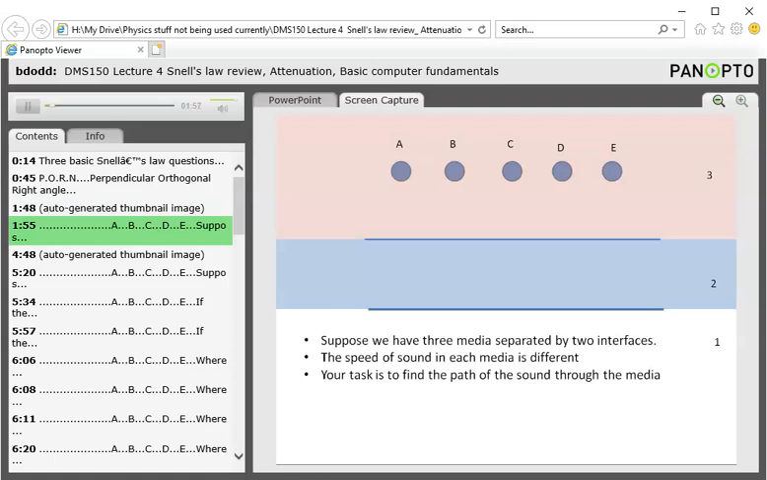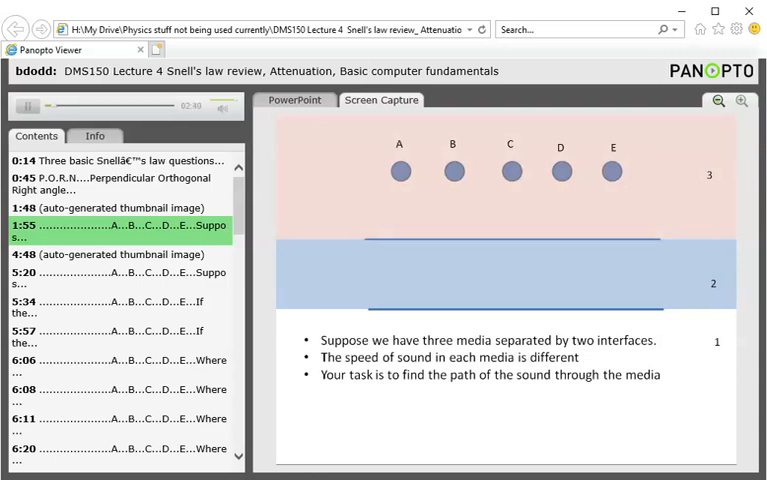Okay. So if we have three separate media, and that's what I've got here, I've got two interfaces separating three different media. And this one I'm saying is soft tissue at 1540. This one is at 1460. And this one is at 1320. So they'll give you three media with different speeds. And your task is to find out where on these 5 locations the sound beam, which is represented here by this red line, can end up.